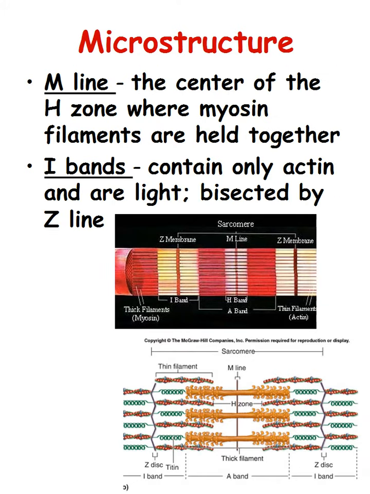The M line is going to be the center of the H zone where we find myosin filaments that are held together. And it keeps the thick filaments aligned during contraction and relaxation. The I bands are the light bands that contain thin filaments only, and so they look light under the microscope. And these are bisected by the Z lines.